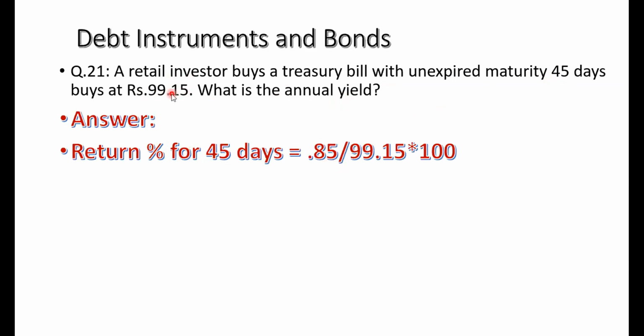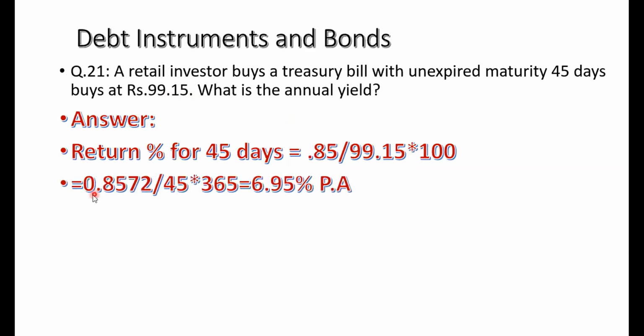0.85 paisa. 99.15 is investing today, 85 paisa income, so you'll get 100. So what is the rate of return? 0.85 divided by 99.15. Press your percentage button. You will get 0.8572. This is not the answer. This is the interest for 45 days. Divide by 45, multiply by 365, so you will get 6.94.